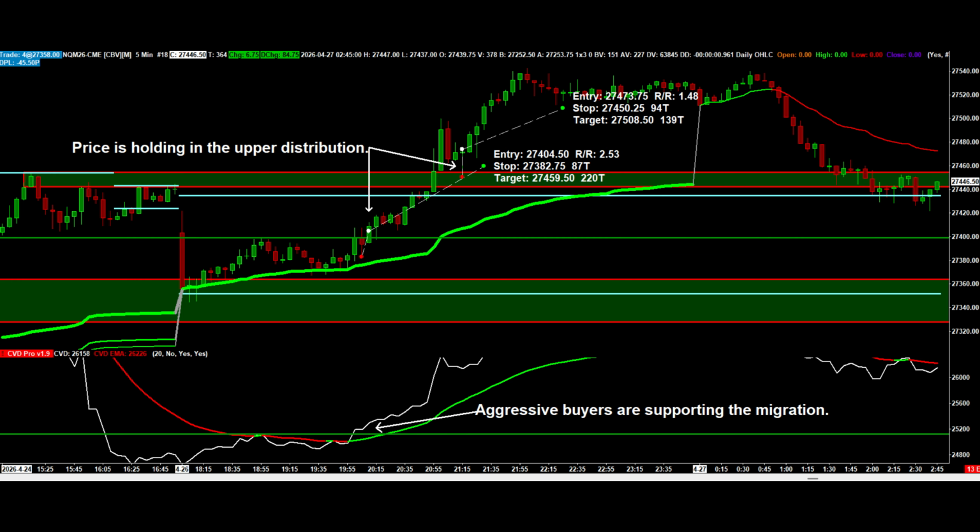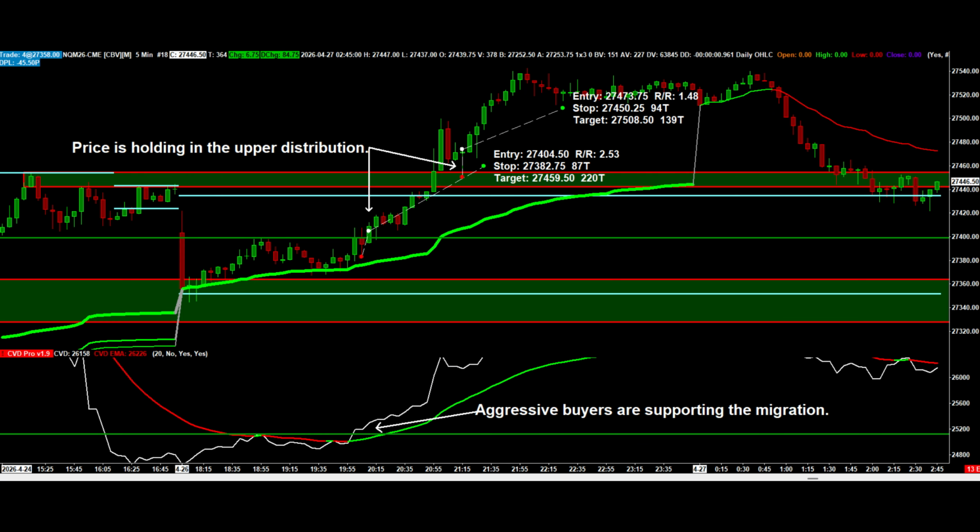Here's the sequence. Value migrates higher. Price pulls back. CVD does not collapse. Sellers attempt to push the auction lower, but price holds above the prior area of acceptance. Then buyers re-enter with aggressive participation. That creates a cleaner long thesis. The entry is not based on hope. It is based on higher value, failed seller follow-through, and renewed buyer aggression.